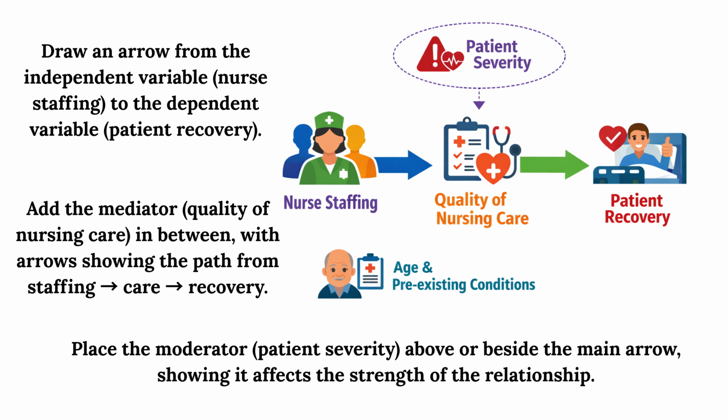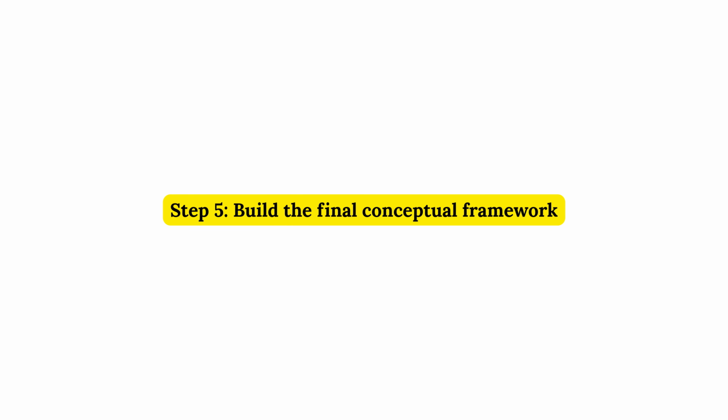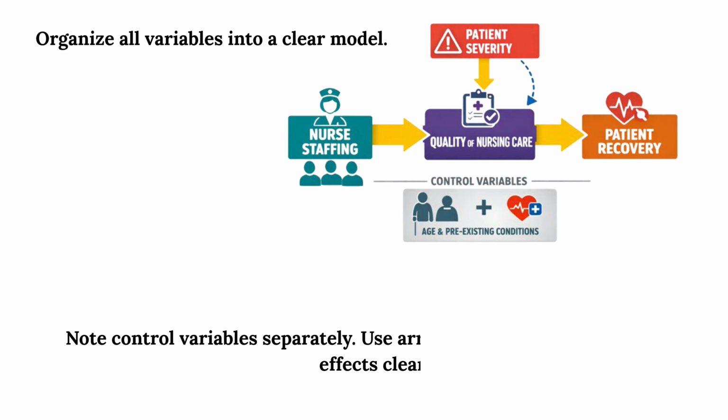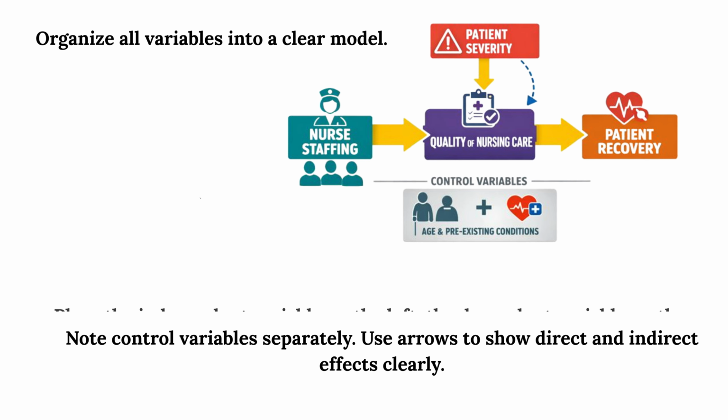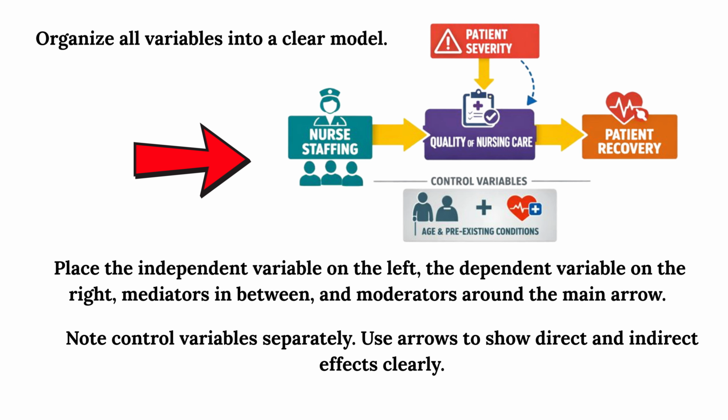Using this approach, your conceptual framework becomes a clear visual map that shows both the main relationship and all other influencing factors. This makes it easier to plan data collection and explain your study to others. Step 5. Build the final conceptual framework. Organize all variables into a clear model. Place the independent variable on the left, the dependent variable on the right, mediators in between, and moderators around the main arrow. Note control variables separately. Use arrows to show direct and indirect effects clearly.